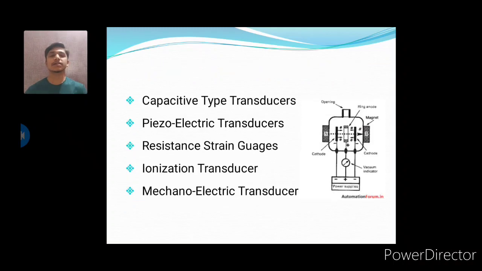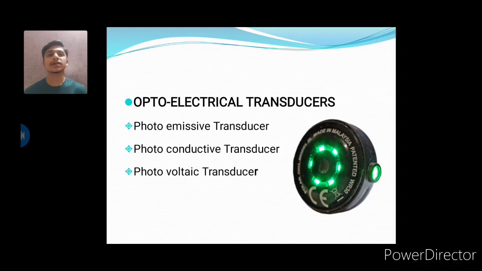These are classified into these types: capacitive type transducer, piezoelectric transducer, resistance strain transducer, ionization transducer and mechano-electronic transducer. In optical electric transducer, we will classify these: photo emission transducer, photoconductive transducer, photovoltaic transducer.